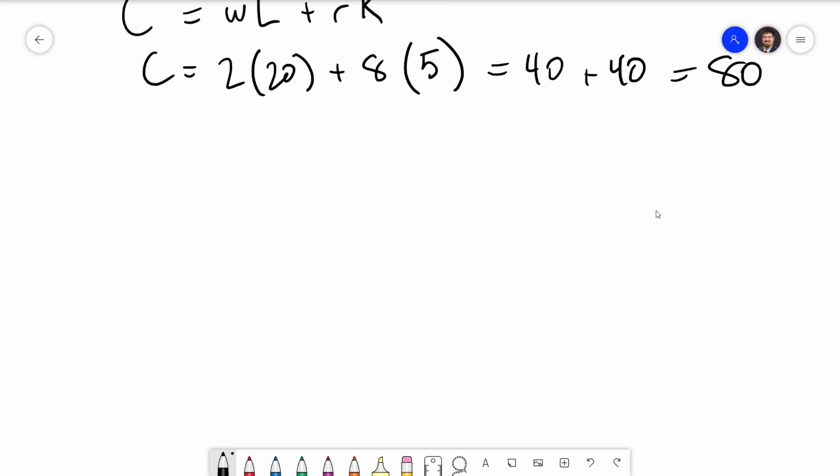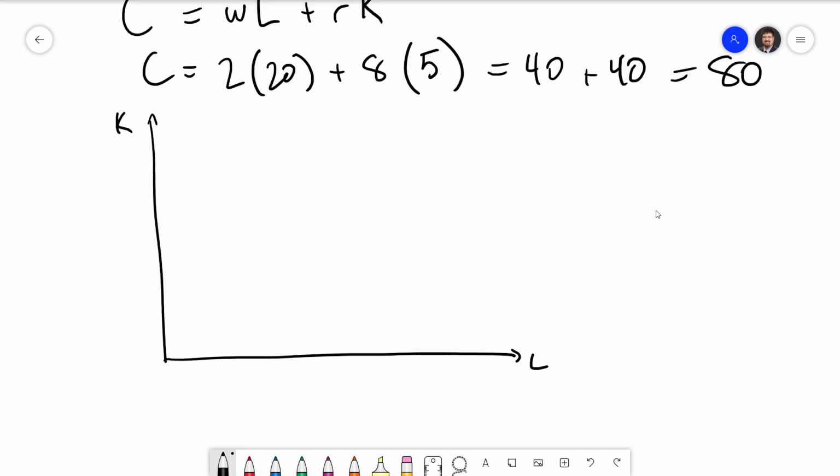The last thing that I'm going to do with this is to draw the graph. We've got L down here, K up here. First thing I'm going to do is draw our minimized isocost. Since we just figured out that the cost is 80, we need to draw the isocost that corresponds with 80. So we have 80 equals WL plus RK, which is 2L plus 8K. To figure out the intercepts, remember to plug in 0 for K, so it's going to be 2L equals 80, so then we are going to need 40.